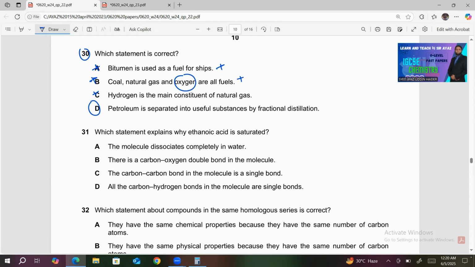Only D must be the right answer for MCQ number 30. I'm reading the statement: petroleum is separated into useful substances by fractional distillation. This is correct.